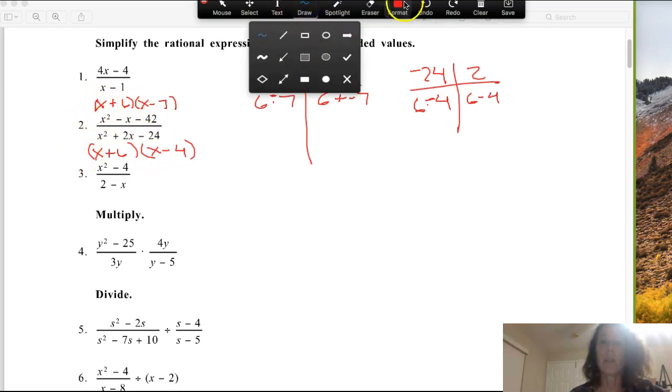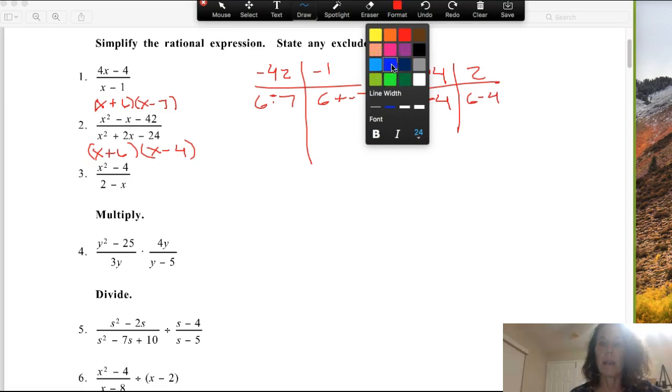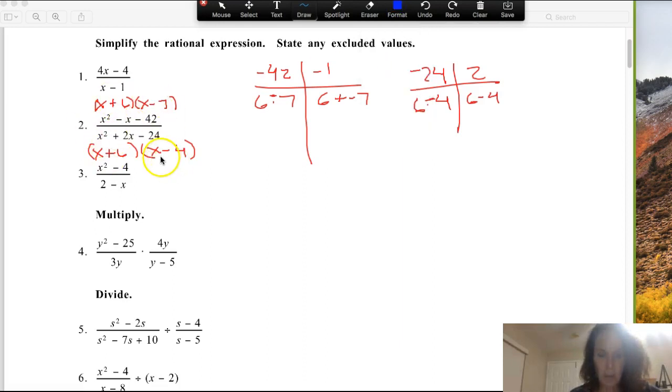Now I have two things that are multiplied, so I can go ahead and divide. Do I have any common terms I could divide into each other? x plus 6 divides with x plus 6, and it leaves me with 1. And 1 times anything is itself, so I'm left with x minus 7 on the numerator and x minus 4 on the denominator.